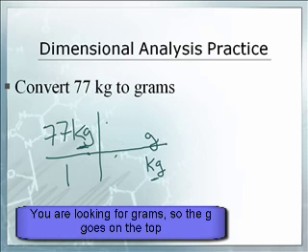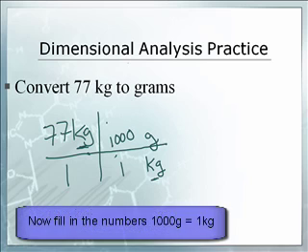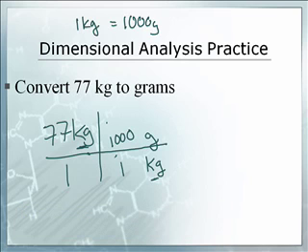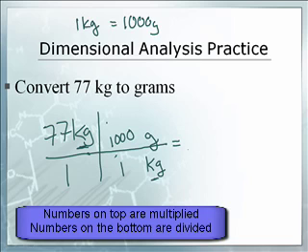That is exactly right. And of course, 1 kilogram is equal to 1,000 grams. You might have written this: 1,000 grams is equal to 1 kilogram. So we turn that into a fraction. And so what I do now is I take the numbers. The next rule: numbers on the top are multiplied.